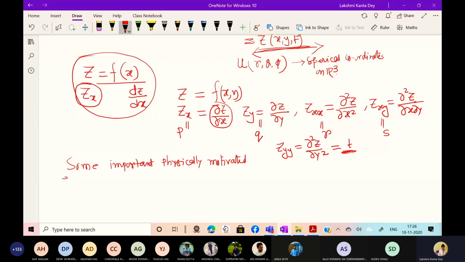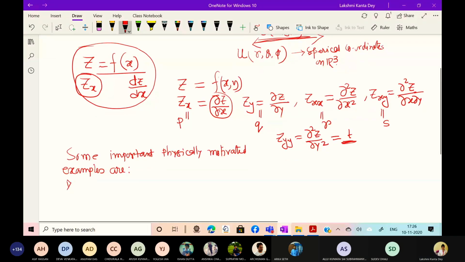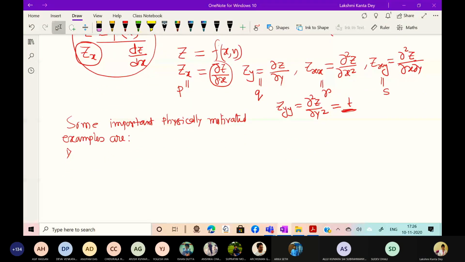Motivating examples are like number 1, the wave equation. This is u_xx is equal to u_tt. This is a second order linear homogeneous equation.